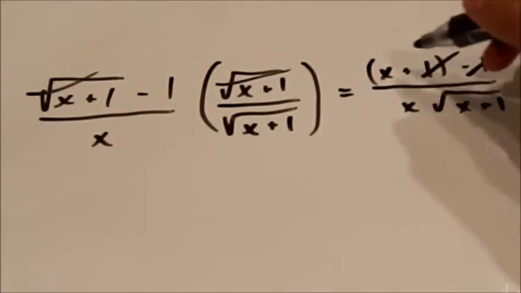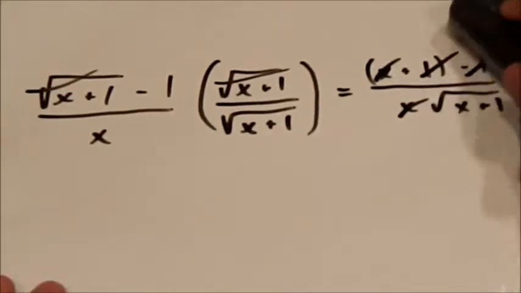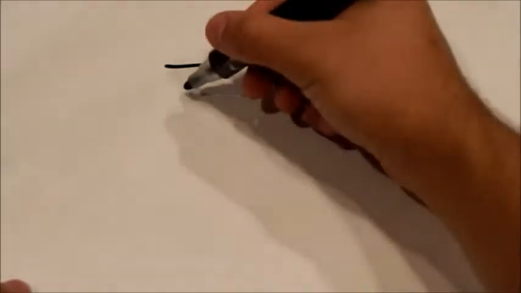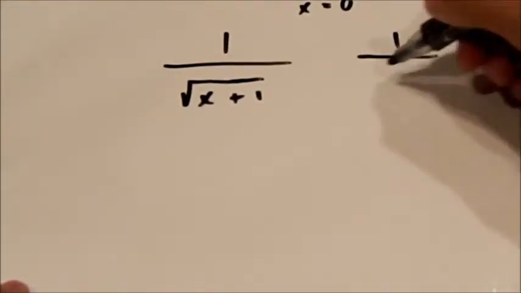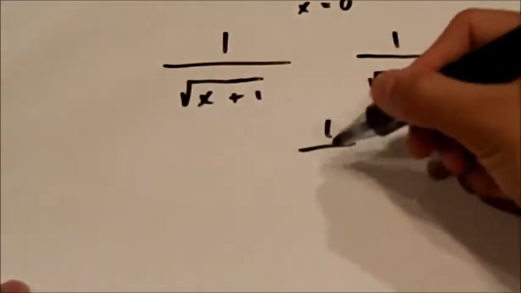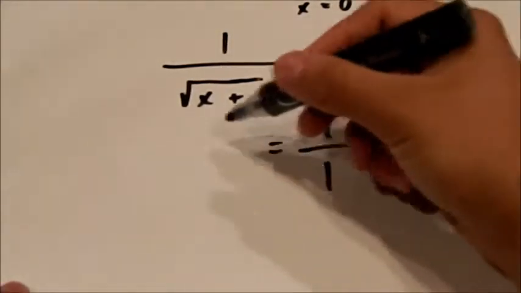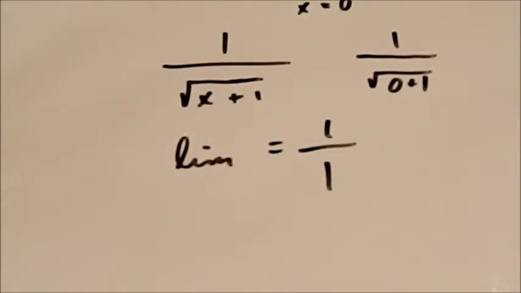And now we can go ahead and cancel some things out. So on the top, we have a 1 minus 1, so that'll go away. And then we also have an x on the top of the fraction and an x on the bottom, so we can go ahead and cancel those out, and we would get 1 over the square root of x plus 1. Now we can go ahead and plug in 0 to find the limit as x approaches 0, and if we do that, we would get 1 over the square root of 0 plus 1, which would come out to be 1 over the square root of 1.